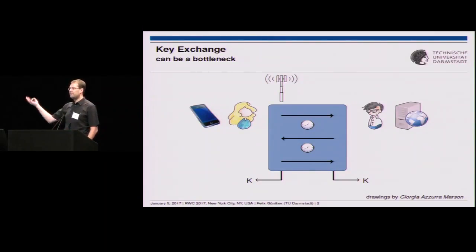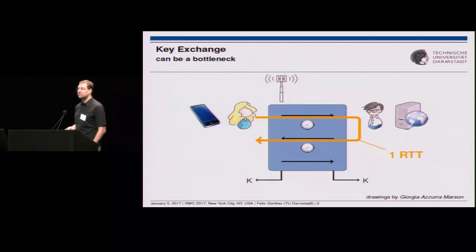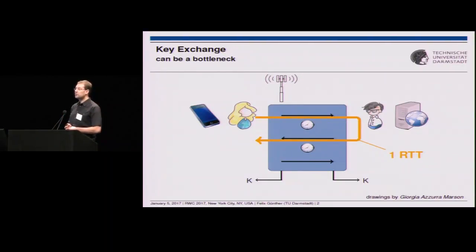So assume you have one message that needs to be sent back and forth between the client, Alice, and Bob, the server. And this means that Alice has to wait for this one round-trip time before she can actually send data. So now if you're on a high latency network, for example a mobile network, this will incur quite an overhead, quite a delay of potentially many hundred milliseconds.